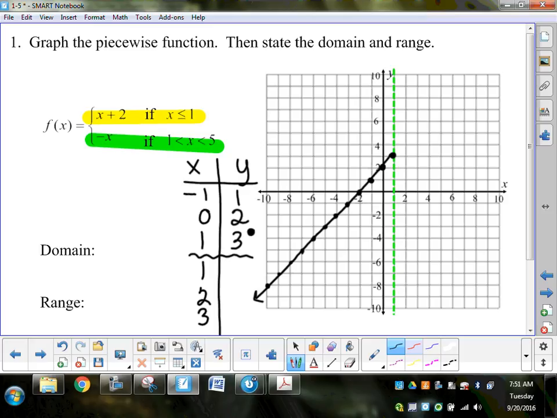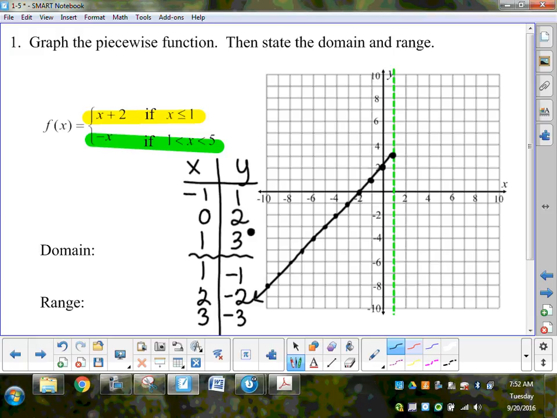Now, for the next piece, I'm going to transition over, and now I'm graphing y equals -x from 1 and beyond. So, Alyssa, what would you get when you plug in 1 into the green piece? Good. So I've got the point 1, -1. What about when you plug in a 2? And when you plug in a 3? Terrific. We've got 3 points.